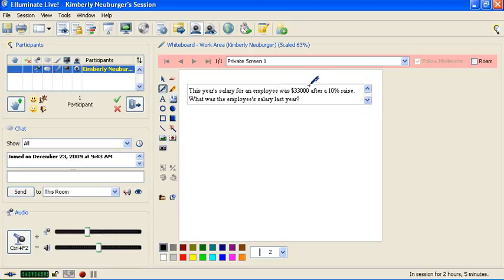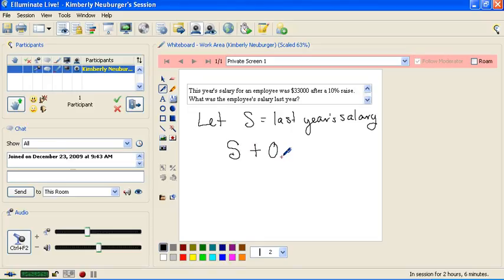Well, we need to think about how they should have obtained this $33,000. And we don't know last year's salary, let's say. So since salary starts with S, let's let S equal last year's salary. The $33,000 should have been obtained by taking last year's salary and then adding on to it 10%, which is 0.1 as a decimal, times last year's salary. That's how we should have obtained this $33,000 for the new salary.